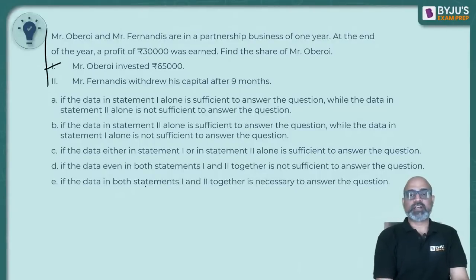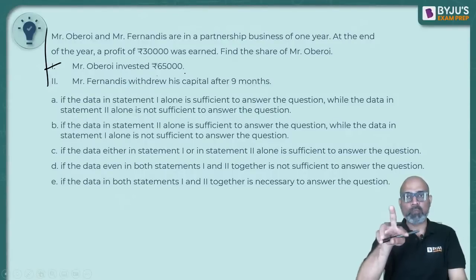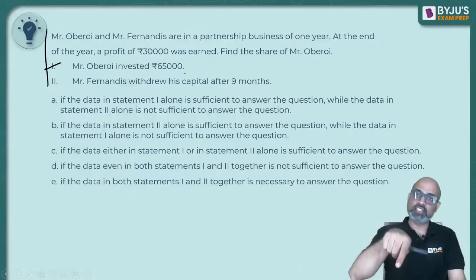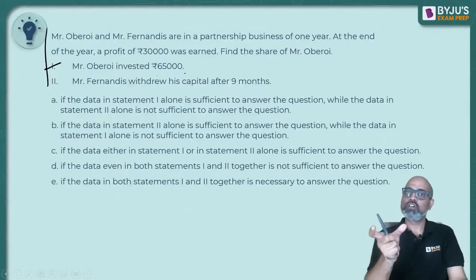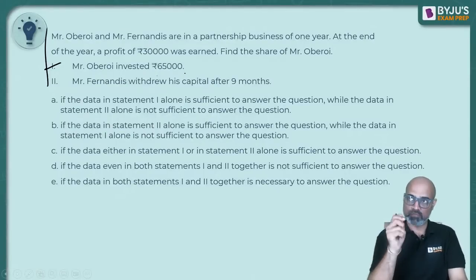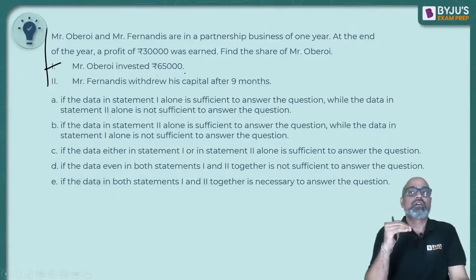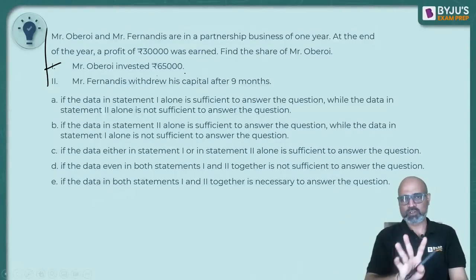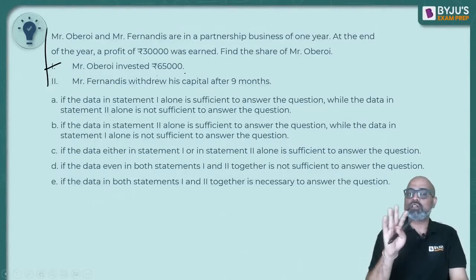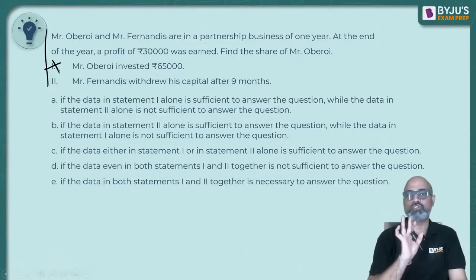Let's look at the first statement. Mr. Oberoi invested 65,000. Good. But how much did Mr. Fernandez invest? We don't know how much money they invested. If Mr. Fernandez invested 65,000 only, then if the tenure is the same, the profit sharing ratio will be 1:1. But I don't know what is going to happen with Mr. Fernandez. So of course I can't answer this question using the first statement. Nothing can be found out. Let's forget about the first.